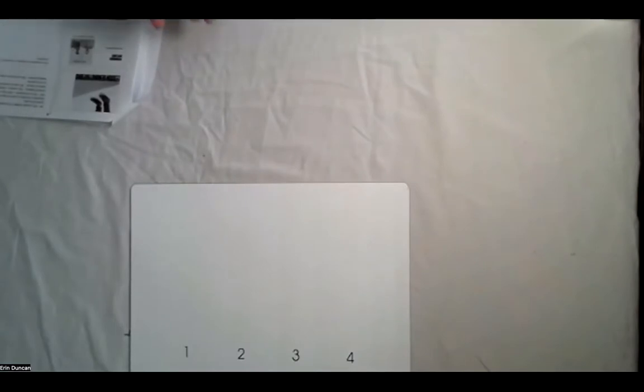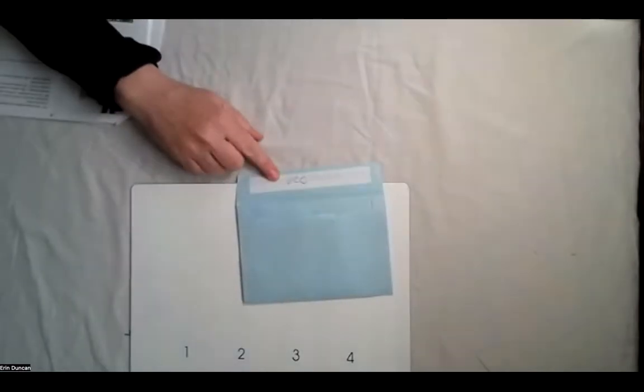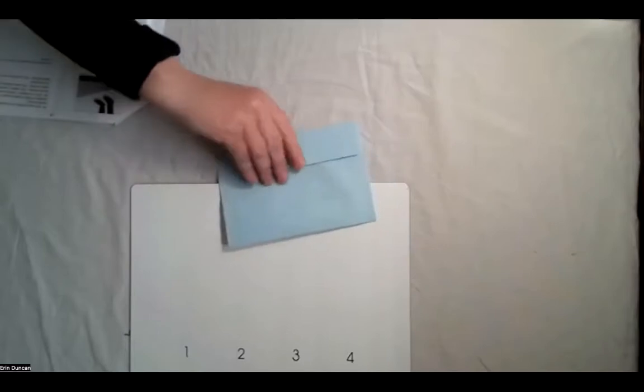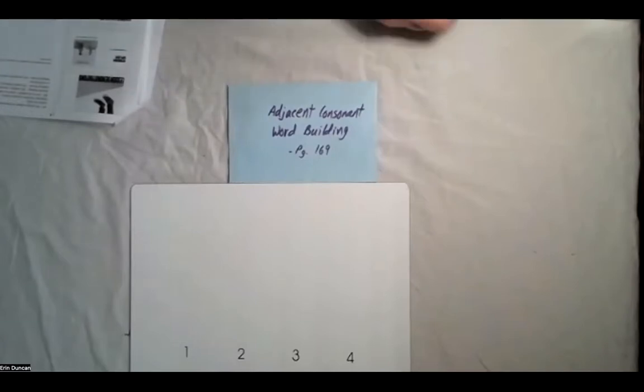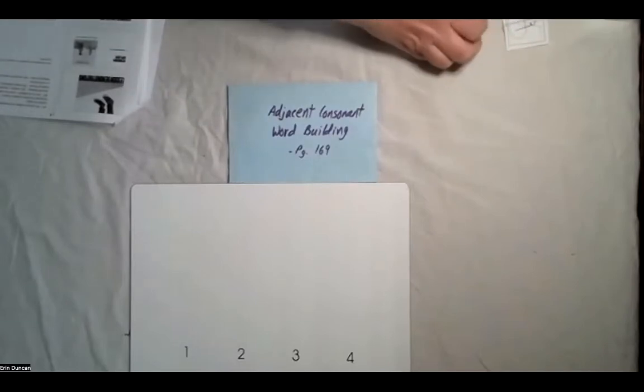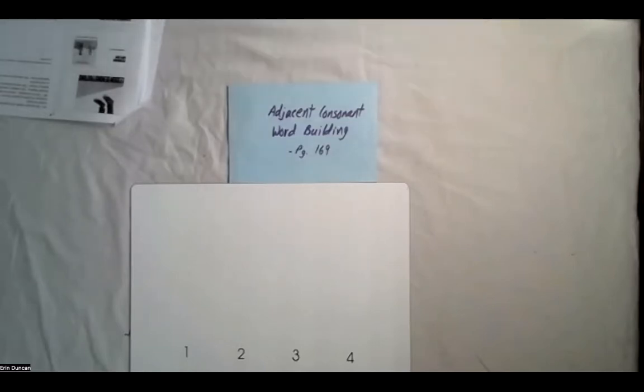And I like this. The first list I'm going to do is the one that's vowel, consonant, consonants. It is adjacent consonant word building on page 169. And I like this particular list because these are words we don't see and read every day. So it's nice for some of the older kids to work with sometimes.